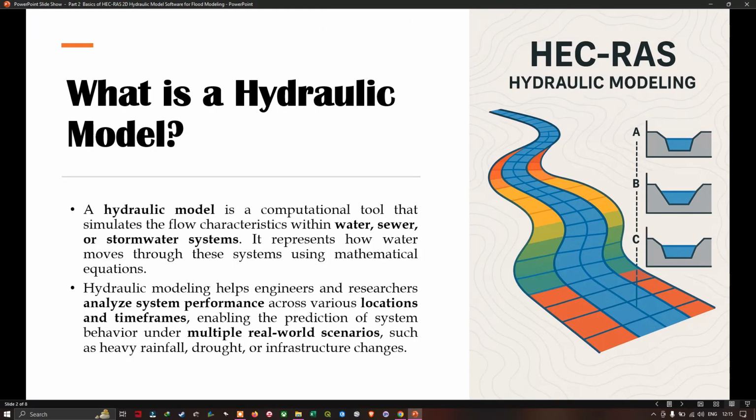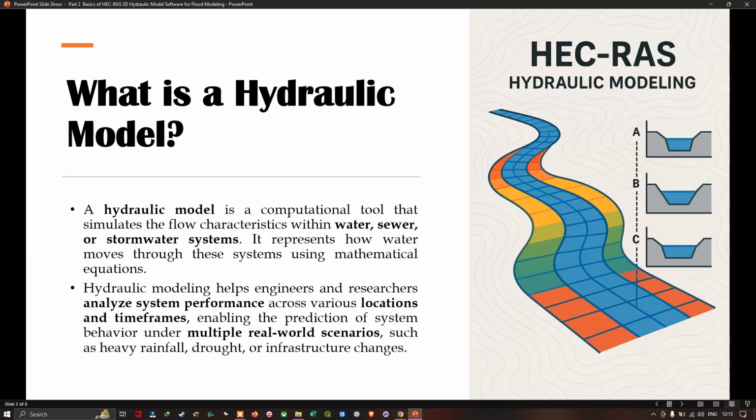So what is a hydraulic model? A hydraulic model is a computational tool that simulates the flow characteristics within a water, sewer or stormwater system. It represents how the water moves through the system using mathematical equations.